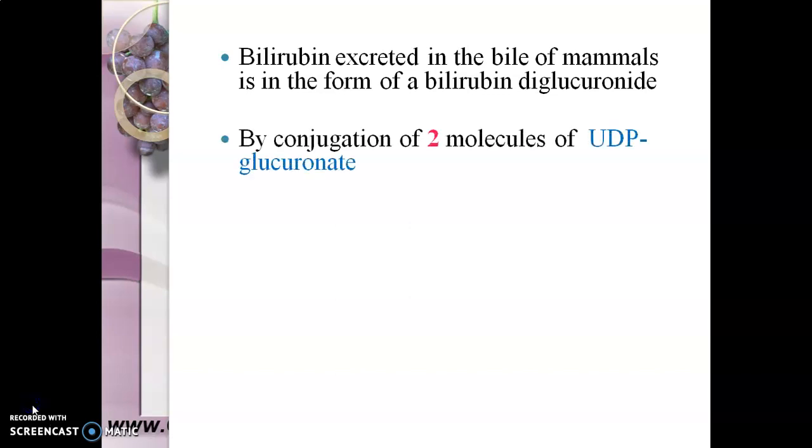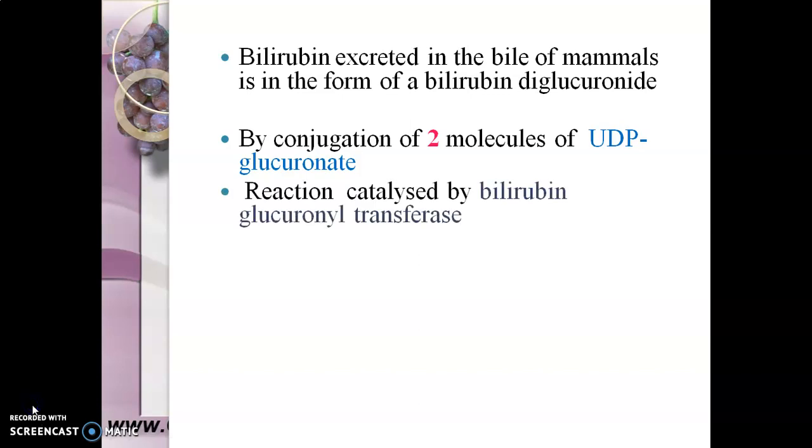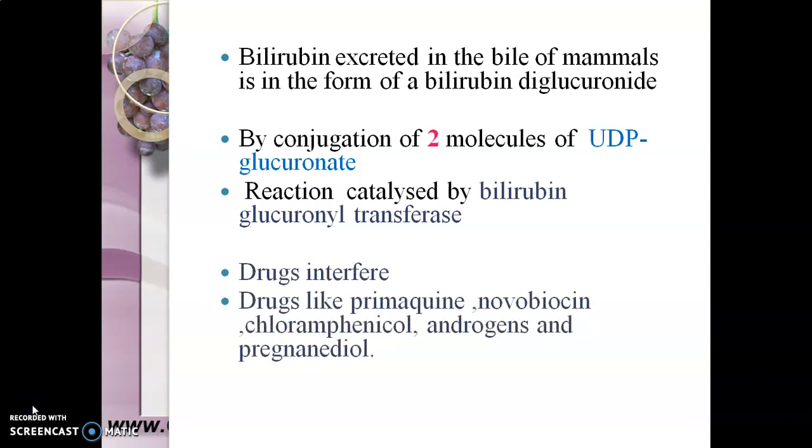Bilirubin is excreted in the bile of mammals in the form of bilirubin diglucuronide, which is the conjugated form of bilirubin and is water soluble. It takes place by conjugation with two molecules of UDP glucuronide, and the reaction is catalyzed by the enzyme bilirubin glucuronyl transferase. Now the next step is that this conjugated bilirubin has to be excreted. Before we move into this, these are the drugs that interfere with this conjugation reaction and can end up in jaundice: primaquine, novobiocin, chloramphenicol, androgens, and pregnanediol.